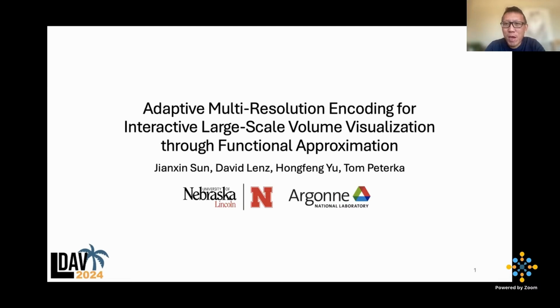In this talk, I'm going to present our work titled Adaptive Multi-Resolution Encoding for Interactive Large-Scale Volume Visualization through Functional Approximation. This is a joint research between University of Nebraska-Lincoln and Argonne National Lab.